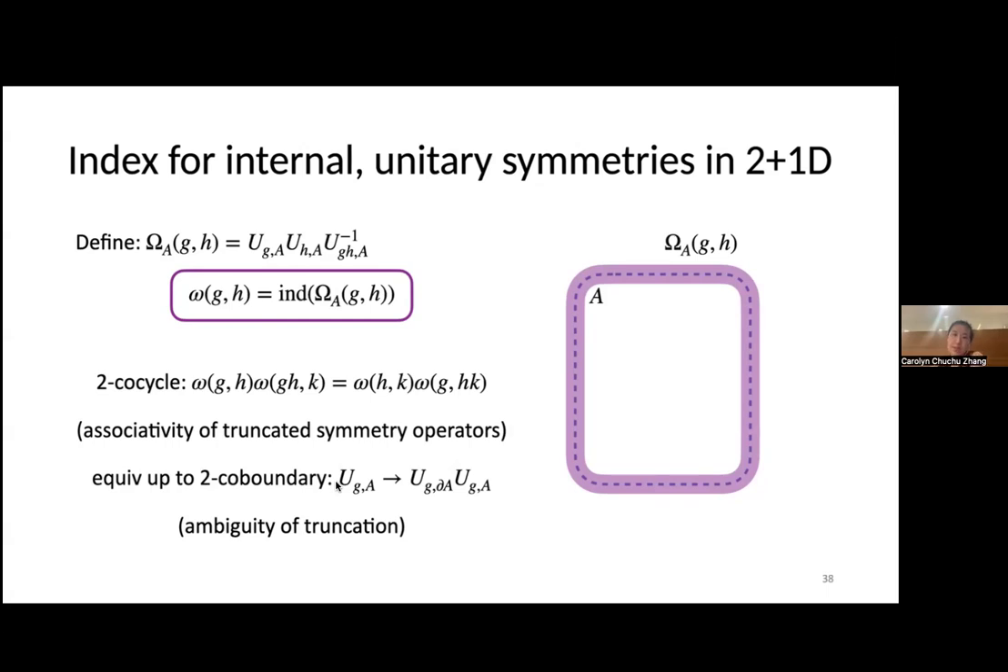But it's a well-defined mathematical object that you can associate with any representation of a unitary finite symmetry in 2 plus 1D.